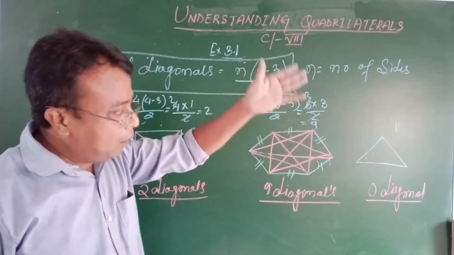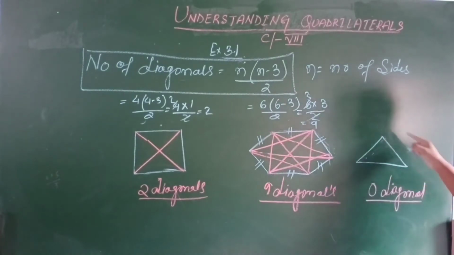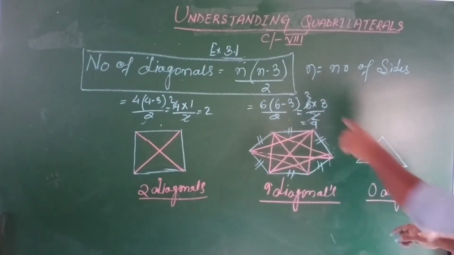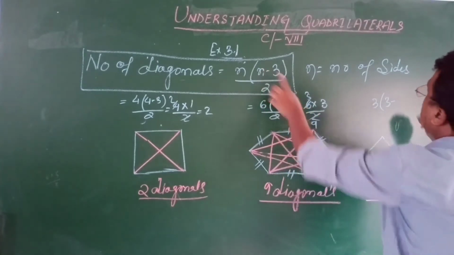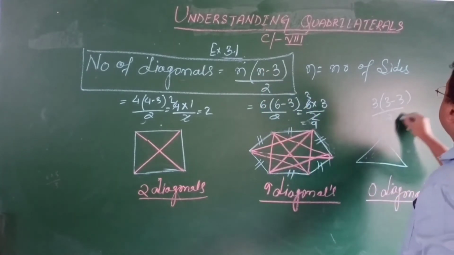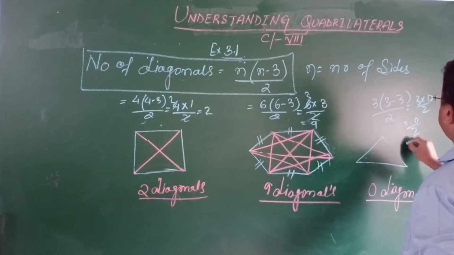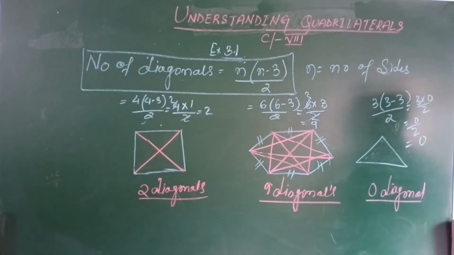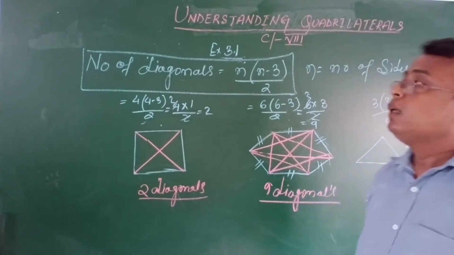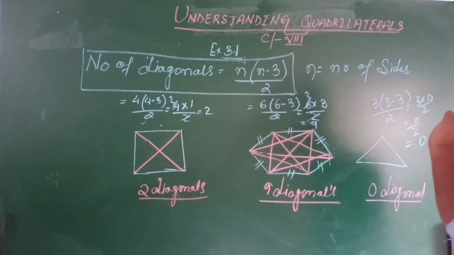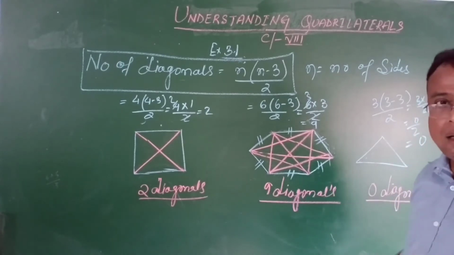Correct? Now come to the triangle. Let's check it. How many sides are there in a triangle? 3 sides. So in place of n, what do you write? 3. 3 minus 3 divided by 2. So it is equal to 3 into 0 divided by 2. So 0 divided by 2 is equal to what? 0. Yes, 0 diagonals. So in a triangle there are no diagonals. So like this, you can find out the number of diagonals very easily if you know the formula.